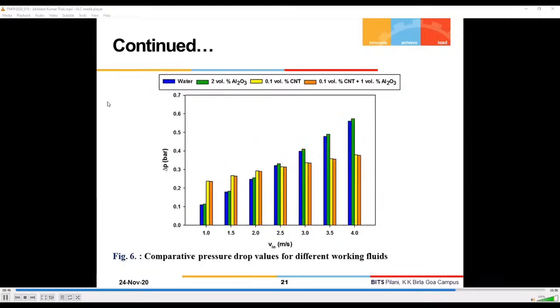Now coming to the pressure drop, you can see that for the lower velocity, the hybrid nanofluid has a higher pressure drop. But as we move forward to higher velocities, the pressure drop is lower for the hybrid nanofluid. The reason behind this can be attributed to a decrease in viscosity with increasing shear rate, that is increasing fluid velocity, which is a characteristic of shear thinning fluids.